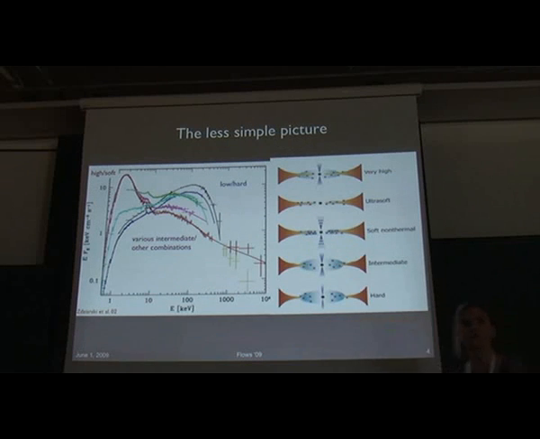The less simple picture is that it would be nice if they were just high soft and low hard, but there are also several intermediate states and various other combinations of the extent of the accretion disk and the amount of hot flow in the middle. But I don't need to keep doing this. I just gave a talk 4 days ago where this thing didn't work.